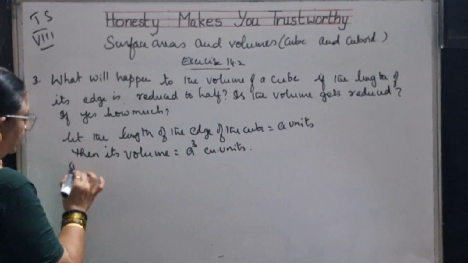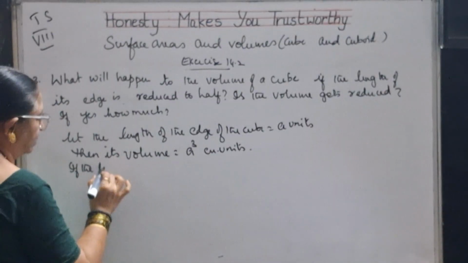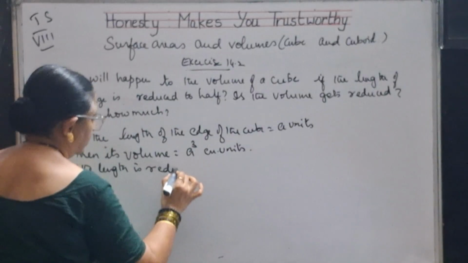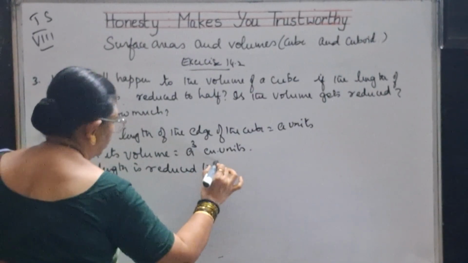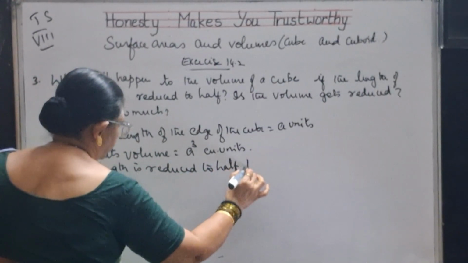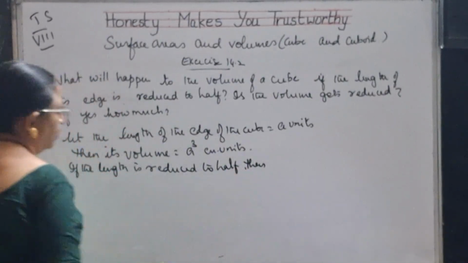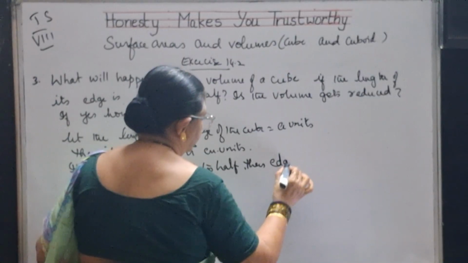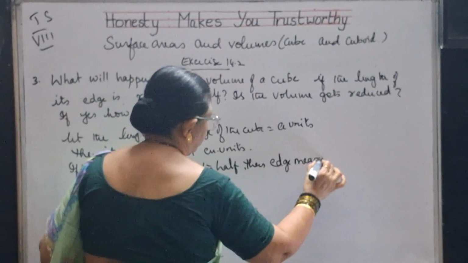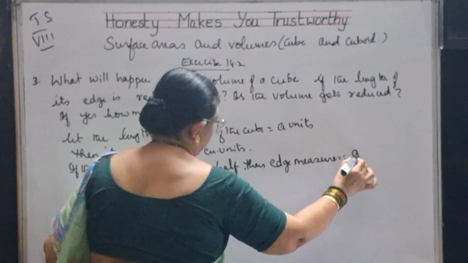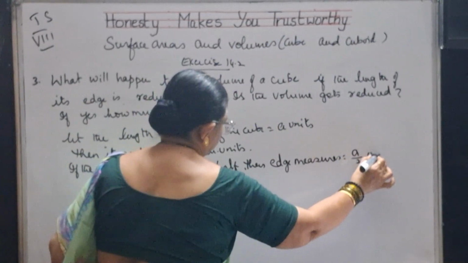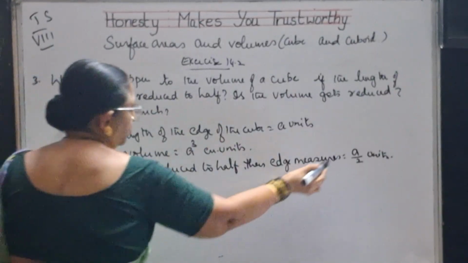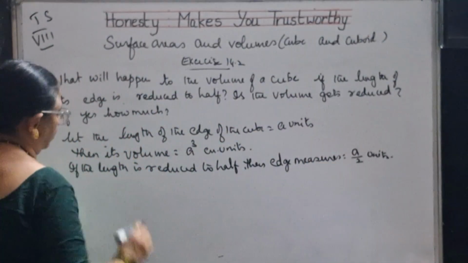Then if the length is reduced to half, the edge measures how much? A by 2 units, because they told us that it is reduced to half, meaning 1 by 2, so A by 2 units.